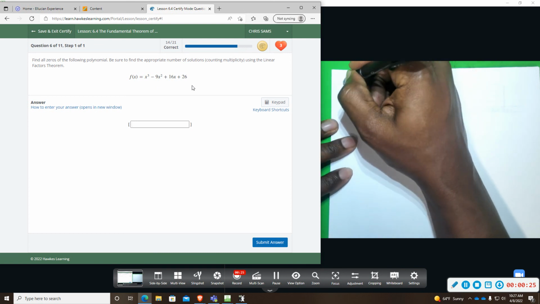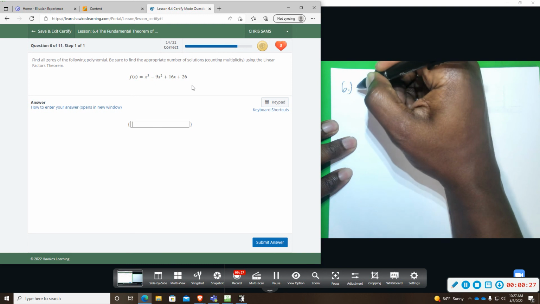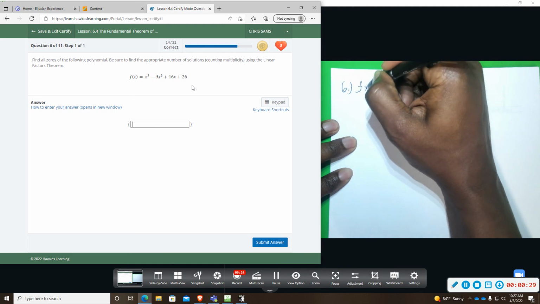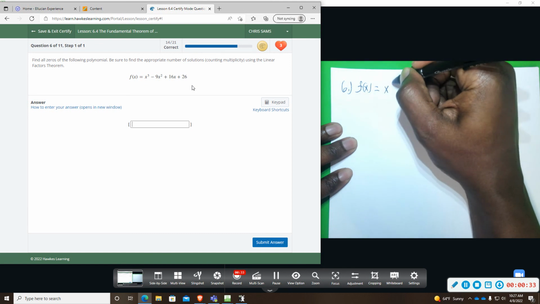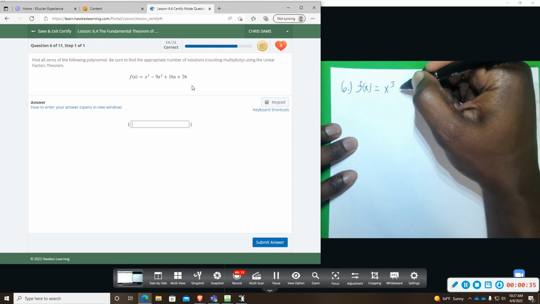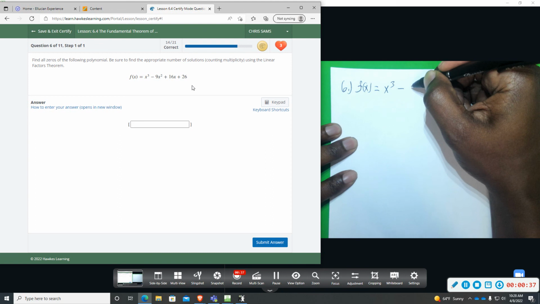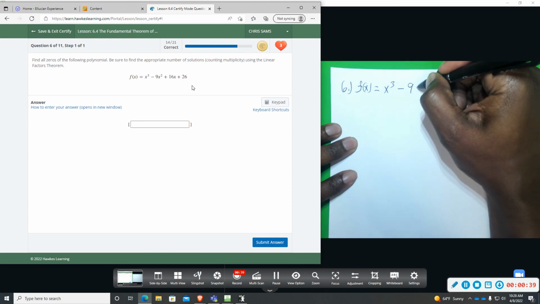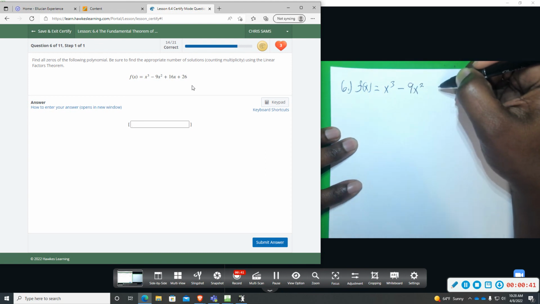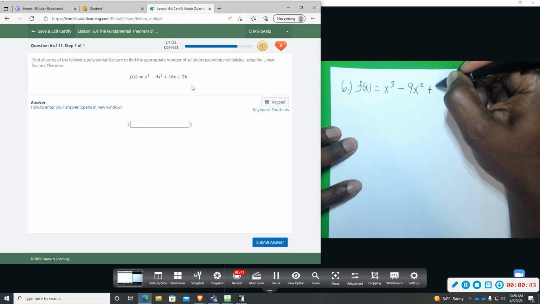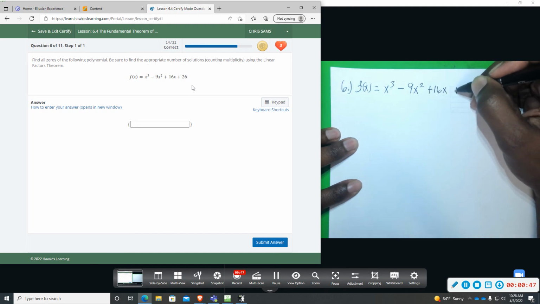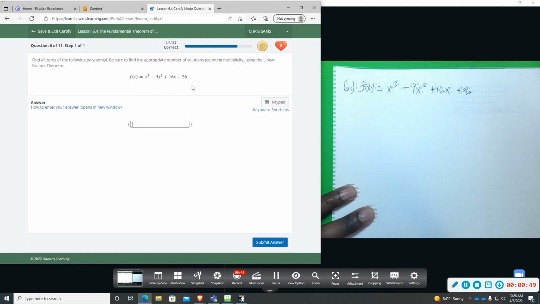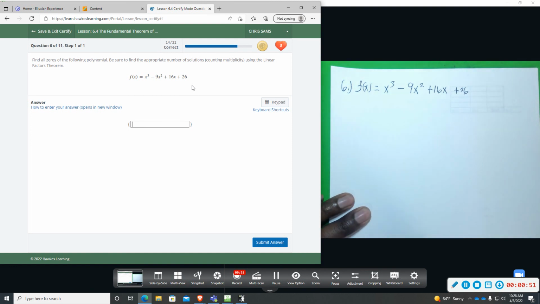Number 6, we have f of x equals x to the third minus 9x squared plus 16x plus 26. All right. So first I'm going to find the possible rational zeros.